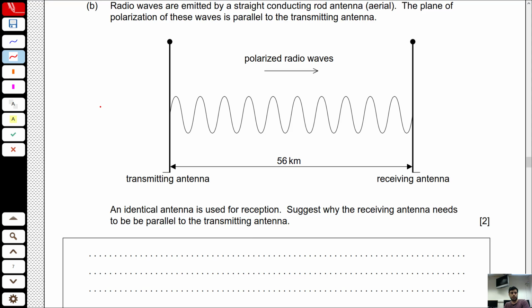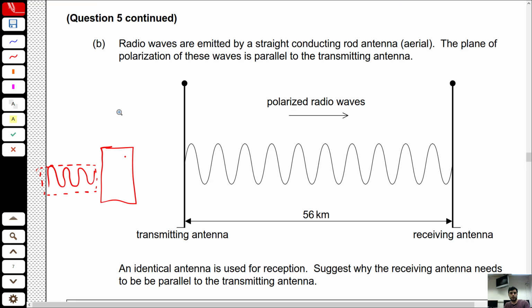So, for example, if this is the antenna, and imagine these are the waves. So this is the plane of the wave. The plane is like flat. It's a flat plane. And this is the plane of the antenna.